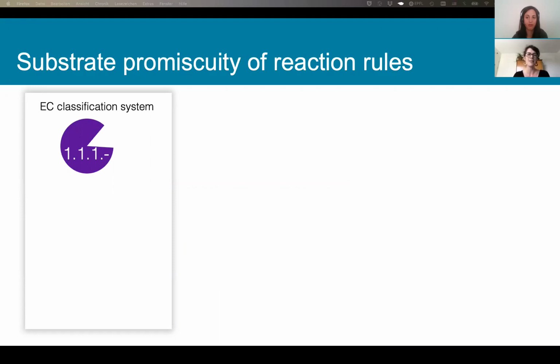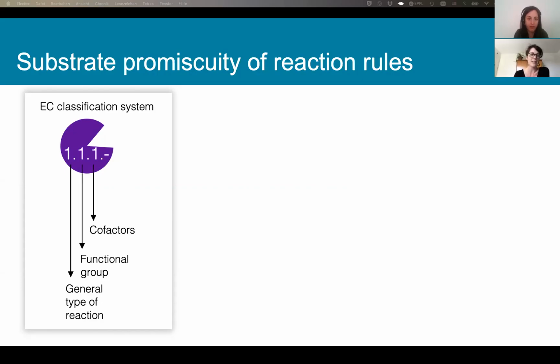In BNICE, the rules are based on the Enzyme Commission, the EC classification system, which has 4 levels. The first level describes the general type of reactions, and there are 6 of them. It's the 6 types of reactions that I showed in the previous slide. The second level describes the functional group of the reaction. The third level describes the cofactors that are involved. And the last level describes the substrate. Now the particularity is that in the reaction rules, the substrate is not defined.